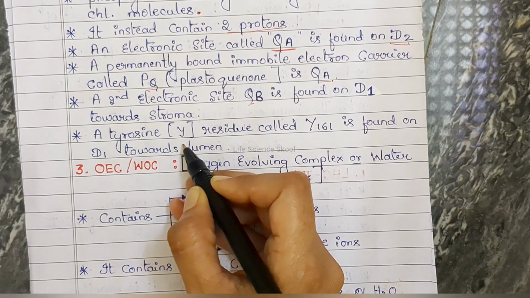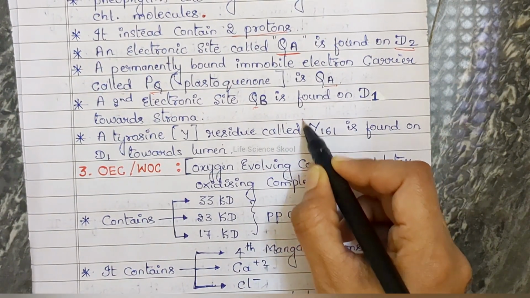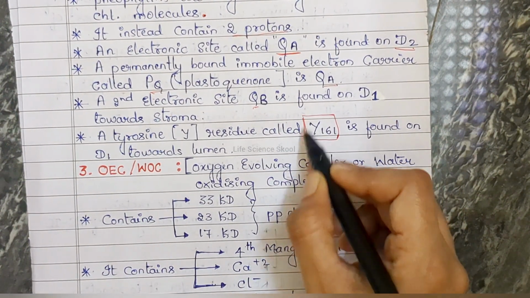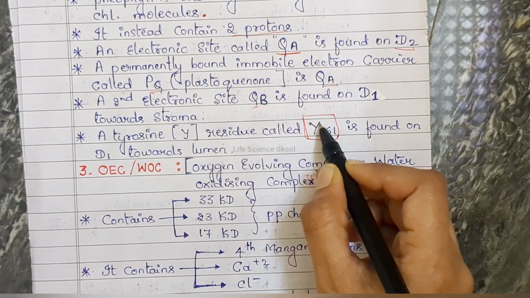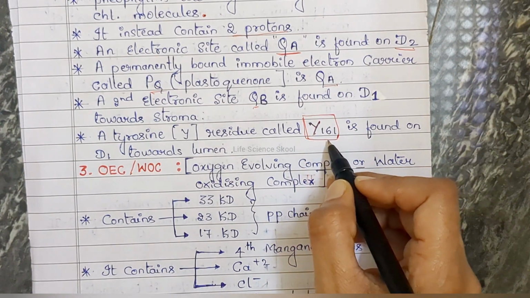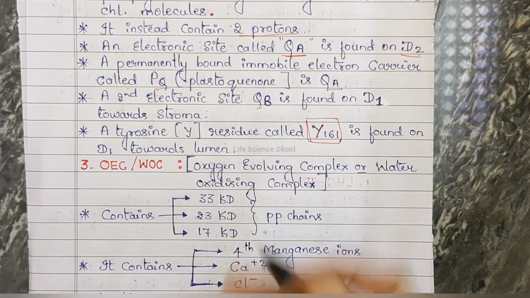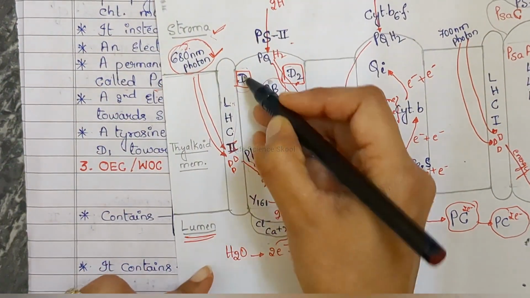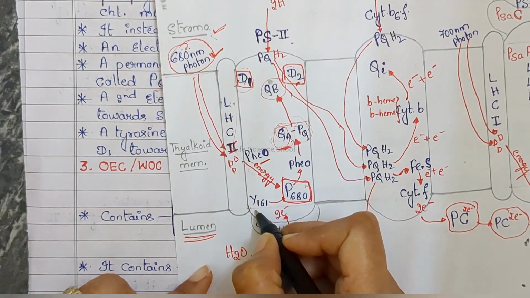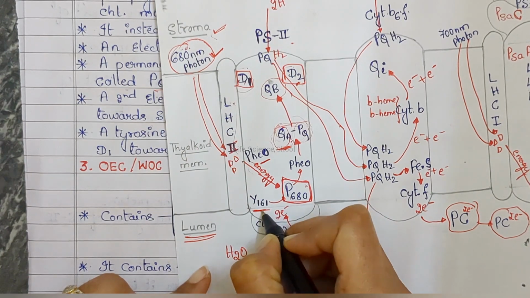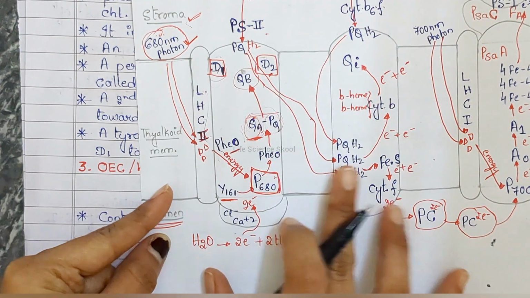And a tyrosine residue called Y161. This is the tyrosine; Y is the symbol of tyrosine. The tyrosine residue is found on the D1 towards the lumen. So towards the lumen, on the D1 side, you can find the Y161. Okay, so that's about the total structure of PS2.